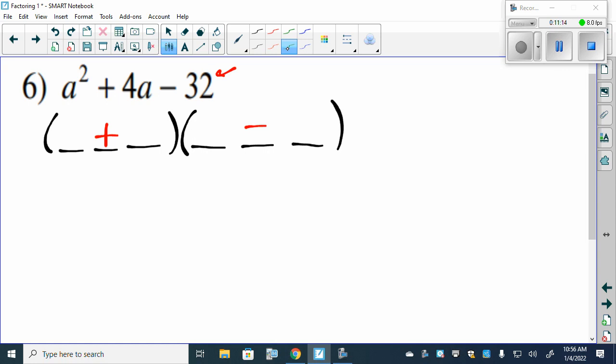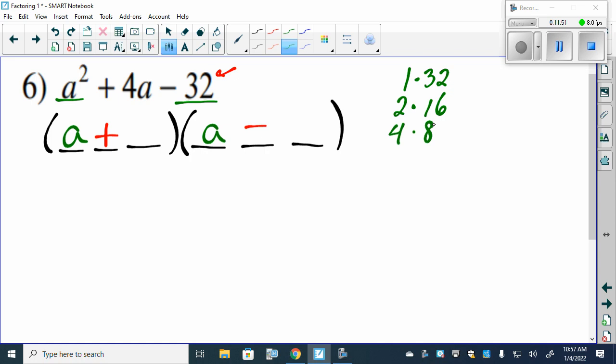All right, that brings us to step number 4, finding the factors of the first and third term. Now the factors of a squared are a and a. Since there's only one set of factors, we can just plug it in. Now the factors of 32, well, we'll have 1 and 32, 2 and 16, and 4 and 8.